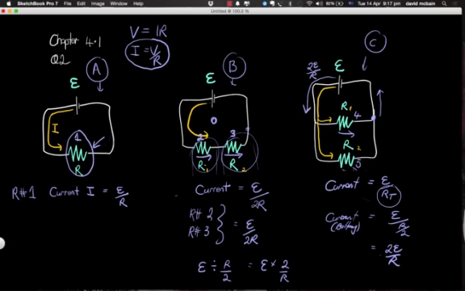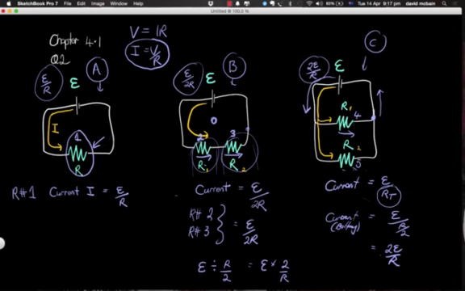Out of this battery, it's E over 2R. And here, coming out of this battery, it's E over R. So let's compare those three figures. They're the ones coming out of the batteries. Clearly, the greatest current is the current coming out of the battery in circuit C, 2E over R. The least current coming out of the battery is E over 2R, which is in circuit B.